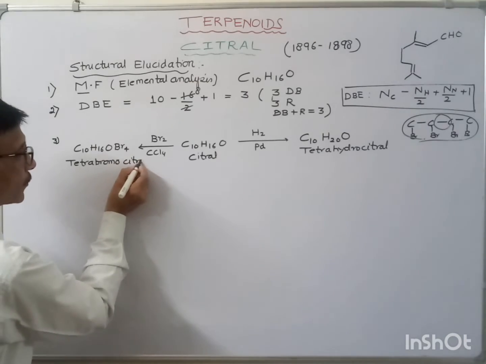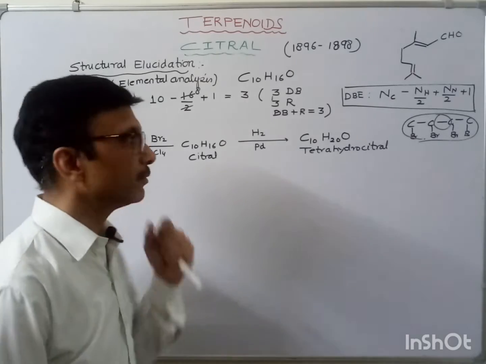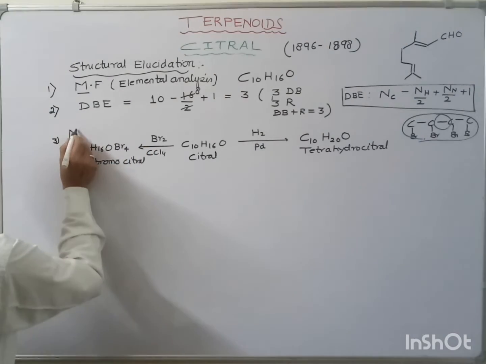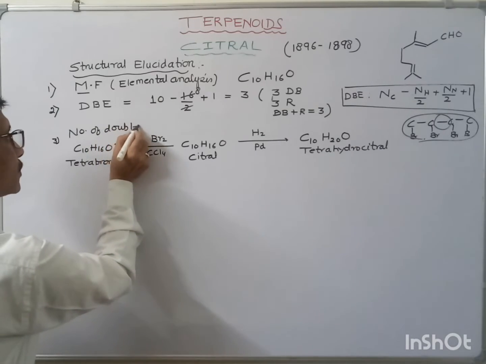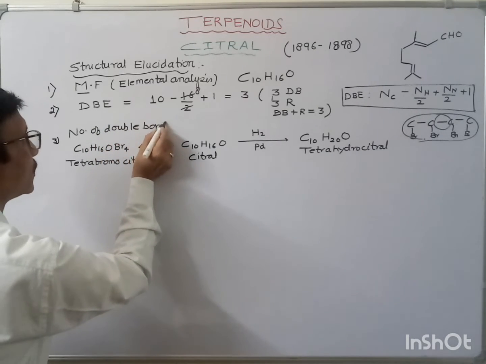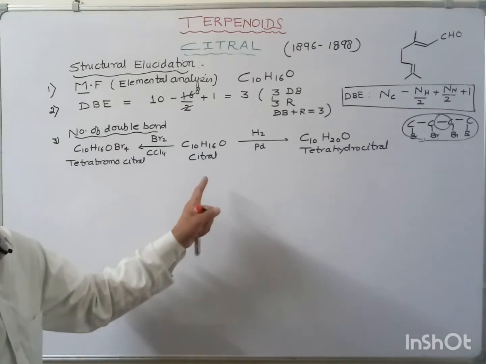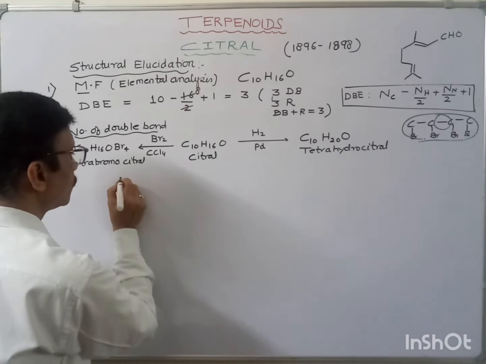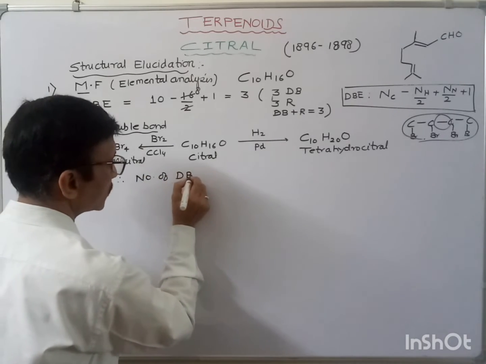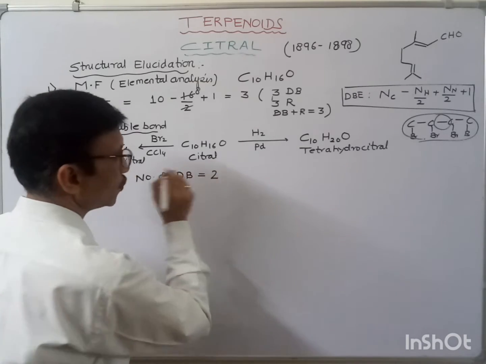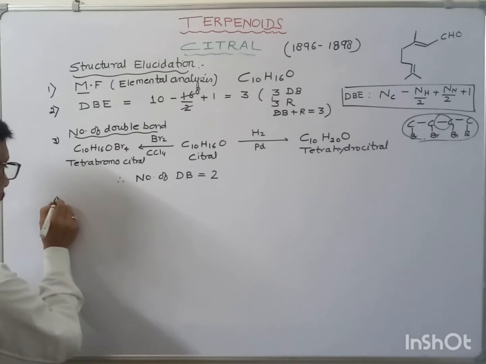So that's why we can name it tetrabromocitral. So what does it prove? It proves the number of double bonds. So here the number of double bonds is equal to 2 according to this experiment. Therefore the number of double bonds is equal to 2. So this was the third experiment.